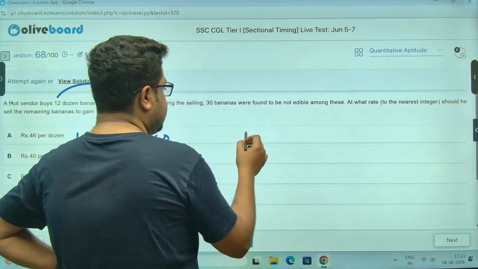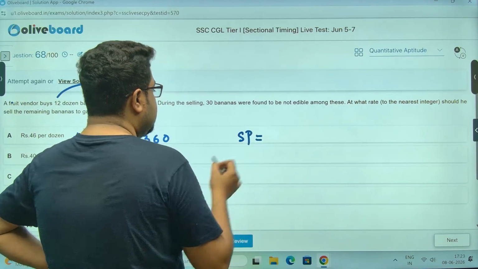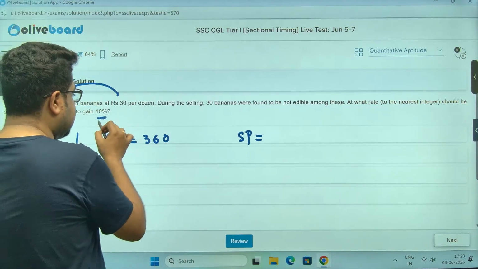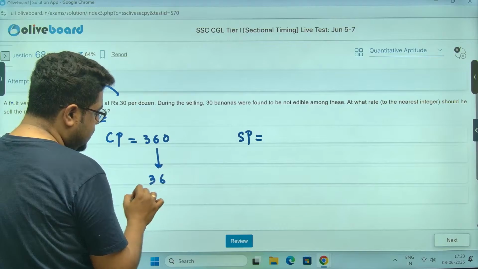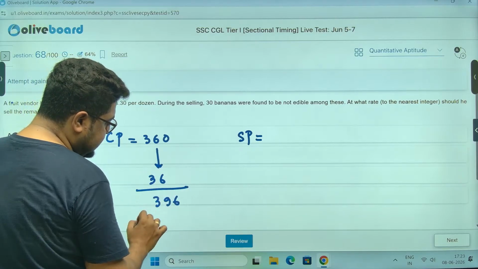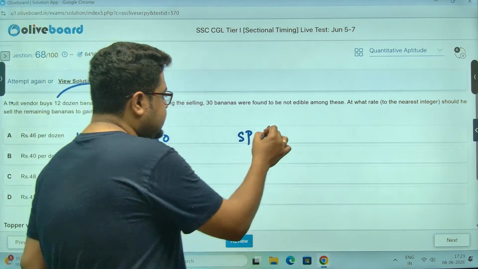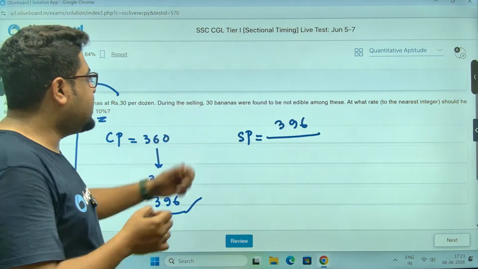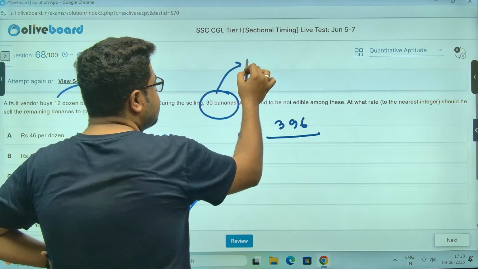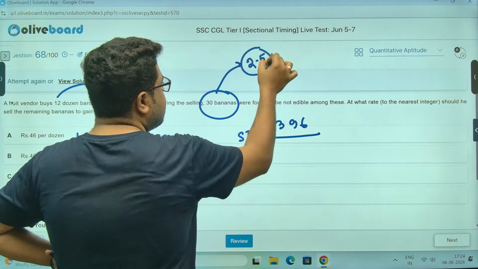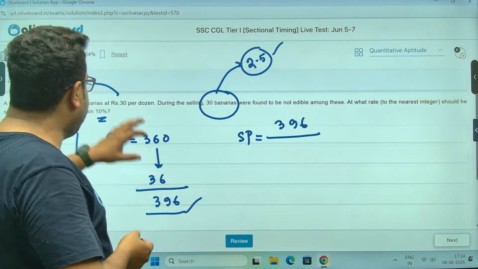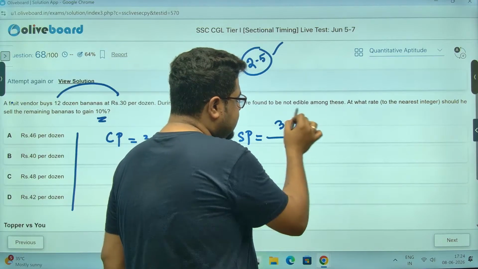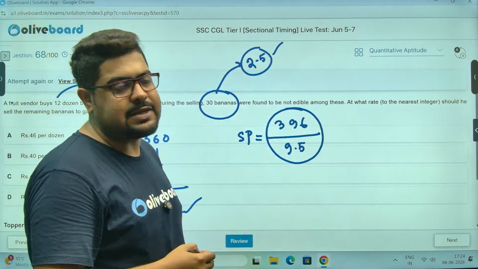SP will be what, sir? That is what they are asking. He needs to gain 10%, meaning 36 rupees. So his selling price should be 396. He is selling for this many rupees. How many dozens? Because 30 bananas, meaning 2.5 dozen, were wasted. So remaining is 12 minus 2.5 dozens. So he needs to earn this money by selling the remaining 9.5 dozen.